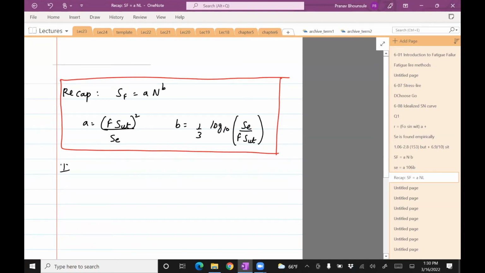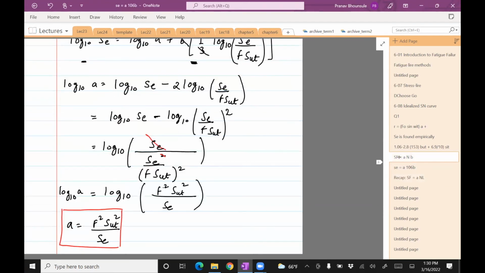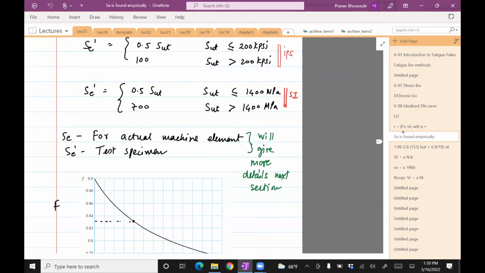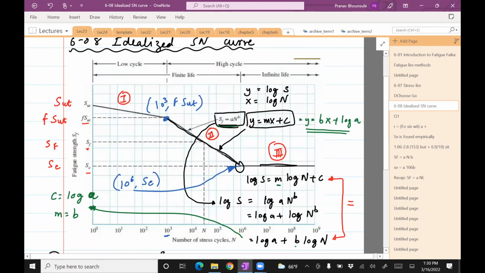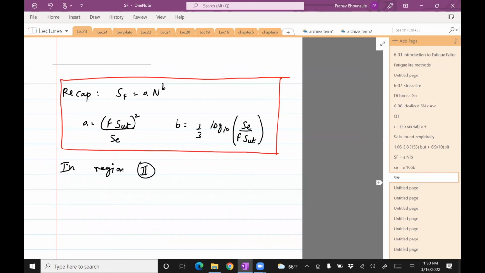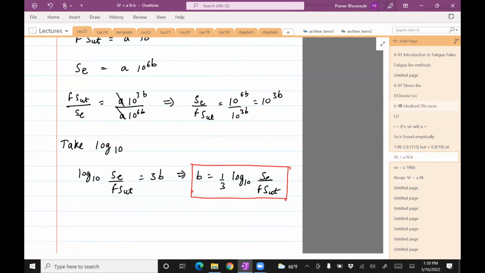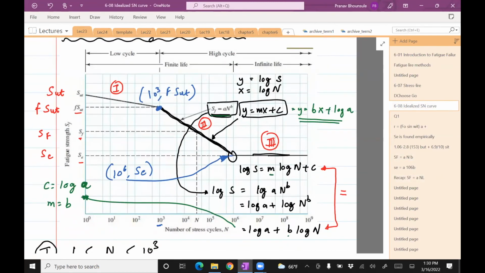So in region 2, they are the equation of the straight line, it's the equation of this line. Okay, and then the reason why we were after this line is the following: let's say that we are in region 2, and region 2 is a high cycle fatigue region.